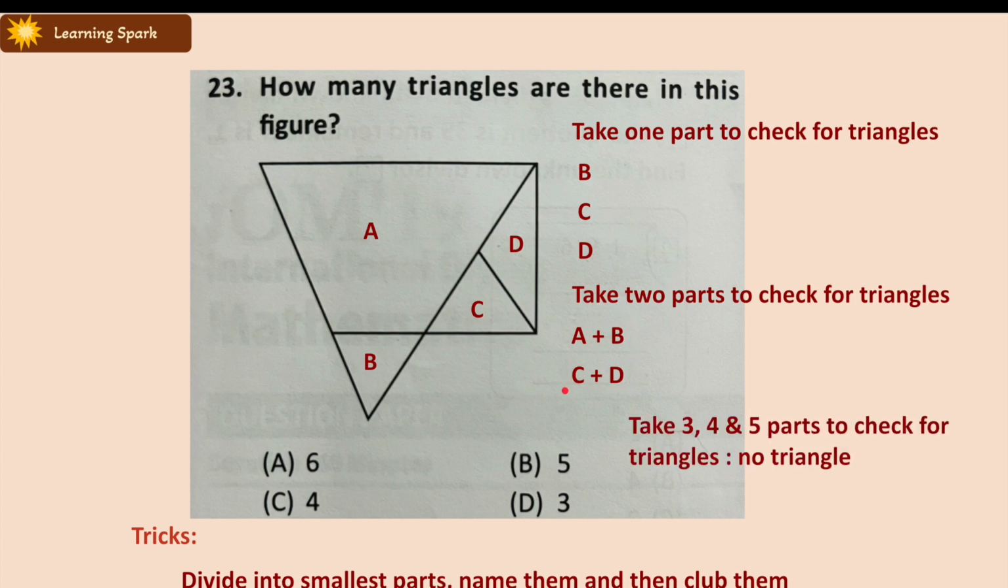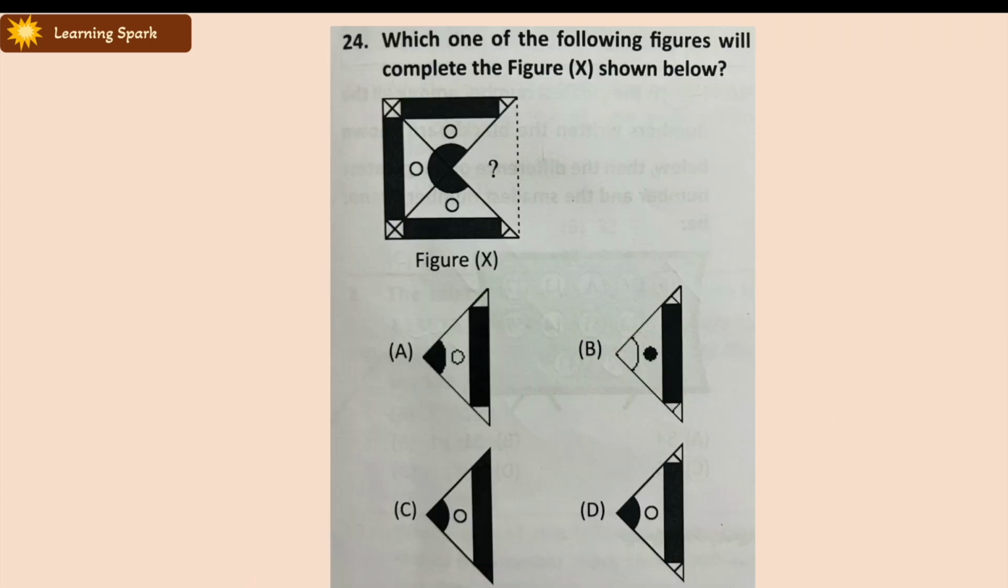Now let's see 3, 4 or 5 parts together to check for triangles, and you will see there is no triangle at all. So in total, how many triangles are there? 1, 2, 3, 4, 5 triangles. So 5 is the answer. Question number 24 is on your screen.